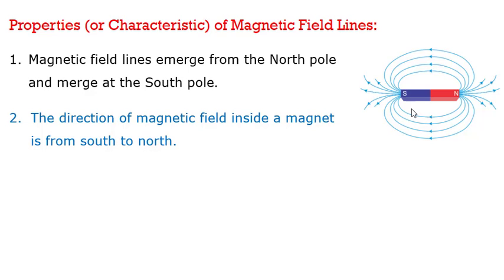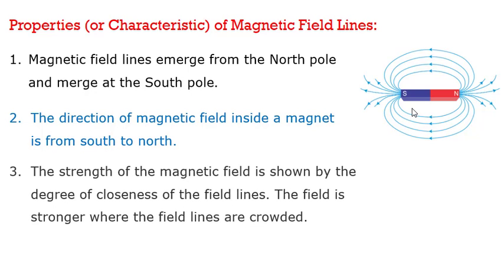This is the second property. Third, the strength of the magnetic field is shown by the degree of closeness of the field lines. The field is stronger where the field lines are crowded. So this also we have discussed. You can see that here they are more crowded. So here the strength of the magnetic field is more, or I can say that there is more magnetic force.